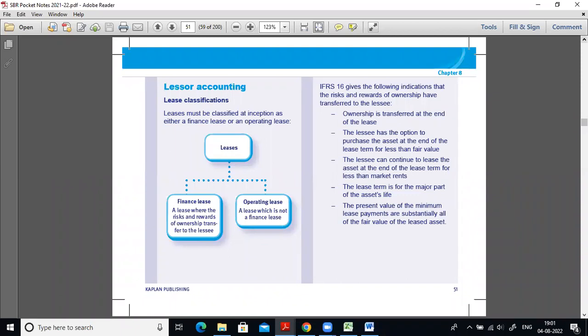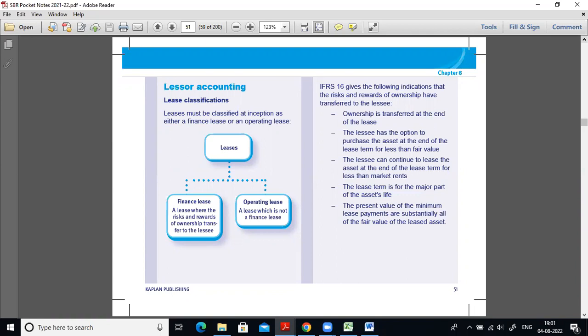So the definition simply says that if the risk and reward is not transferred to the lessee, then we can assume it as an operating lease. And if the risk and reward is transferred to the lessee, then we can assume it as a finance lease. Now, as per IFRS 16, the following are indications that the risk and reward of ownership have been transferred. So there are certain important elements to be considered regarding the risk and reward.